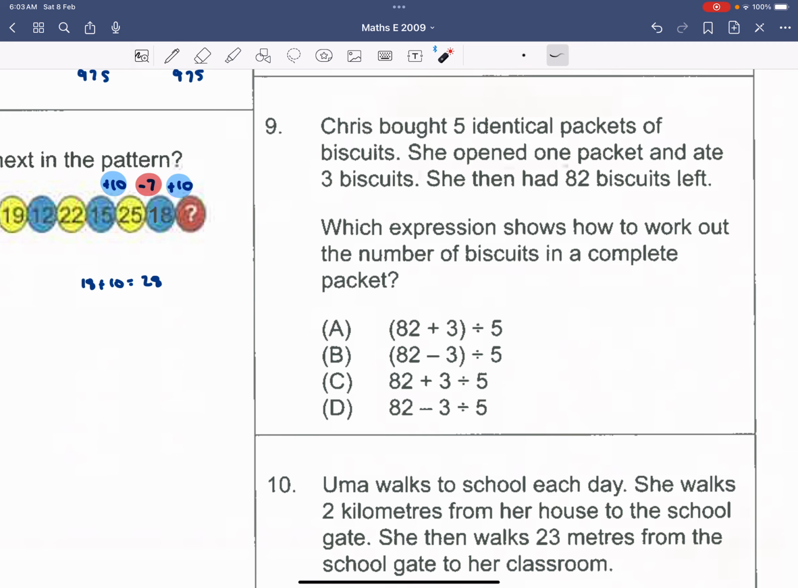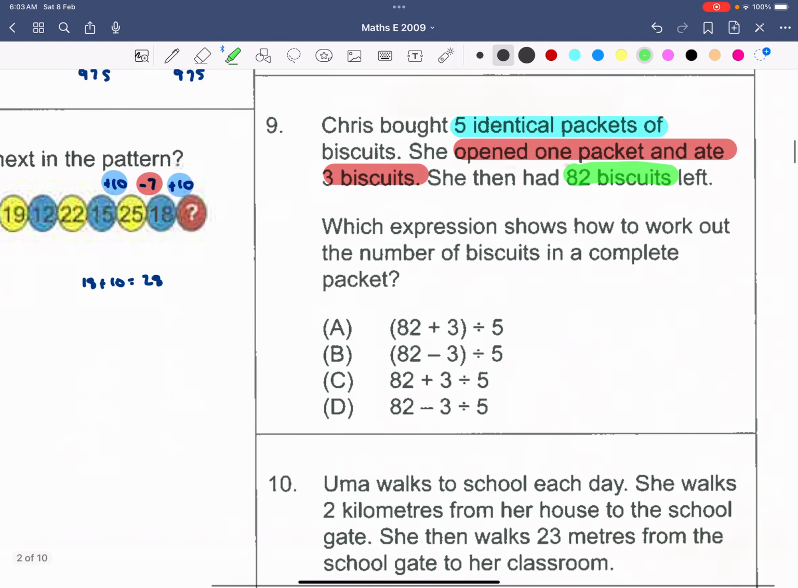Chris bought 5 identical packets of biscuits. She opened 1 packet. So she bought 5 identical packets. I'll highlight that. She bought 5 identical packets. She opened 1 packet, and ate 3 biscuits. But she still had 82 biscuits left. Which expression shows how to work out the number of biscuits that are in a complete packet?